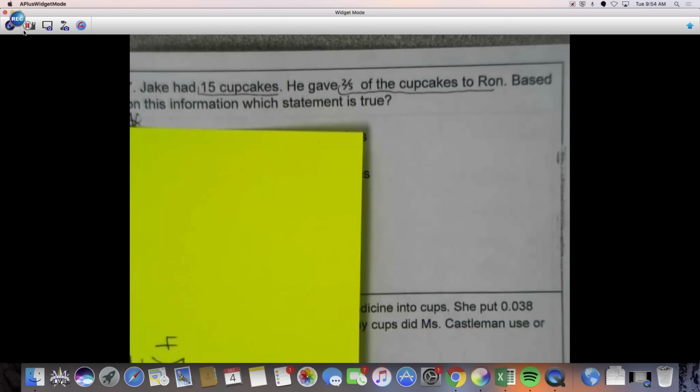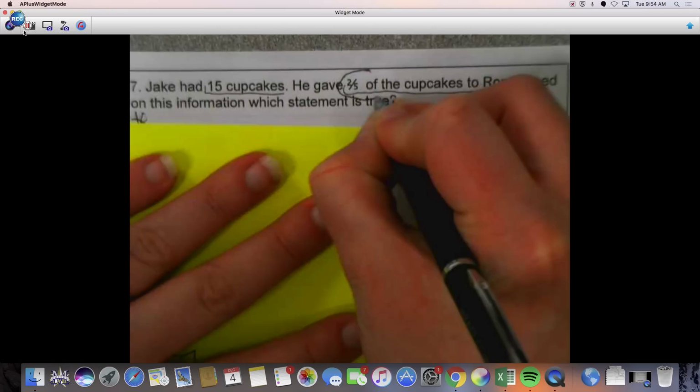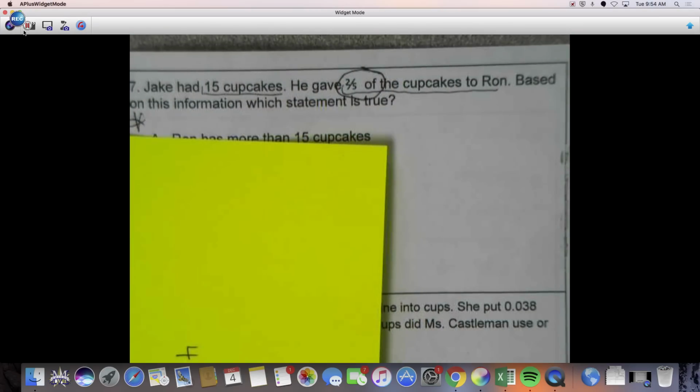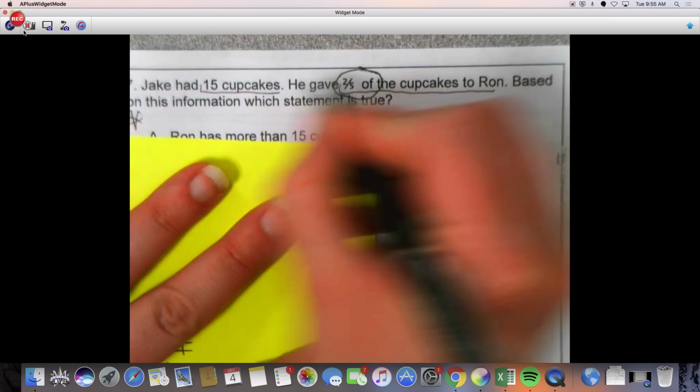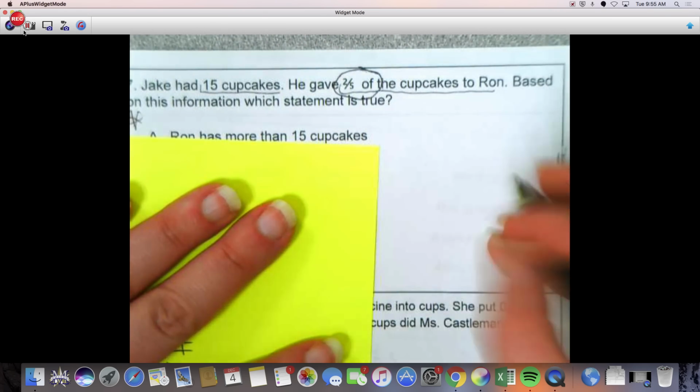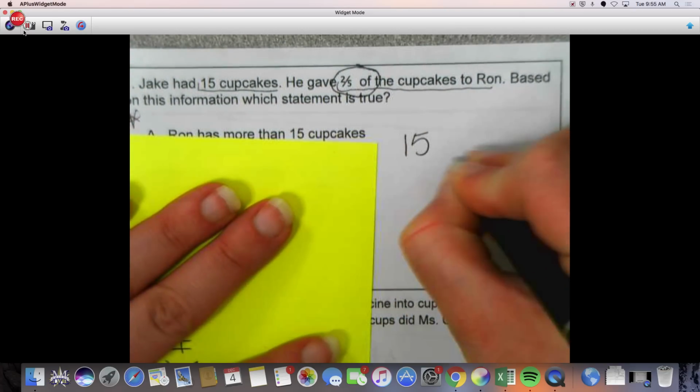How many? Of. When you have a fraction with the word of, are you listening? Yes. When you have a fraction with the word of, you need to multiply. Because that word of means you're multiplying the number originally times the amount given. So we would multiply 15 times 2/5.